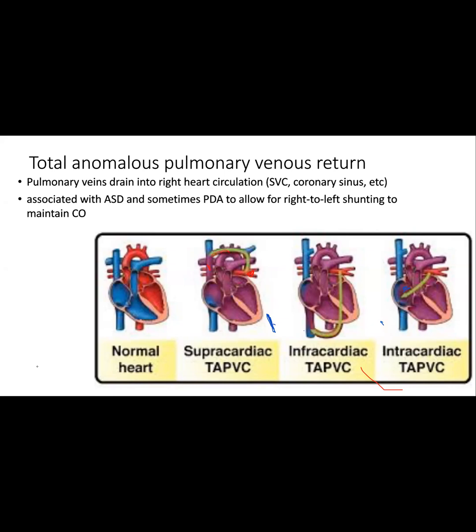And infracardiac, this is when the pulmonary veins open into the portal or hepatic veins or the inferior vena cava. And intracardiac, this is basically when it opens into the coronary sinus and right atrium. So basically the connection is only to the right side.